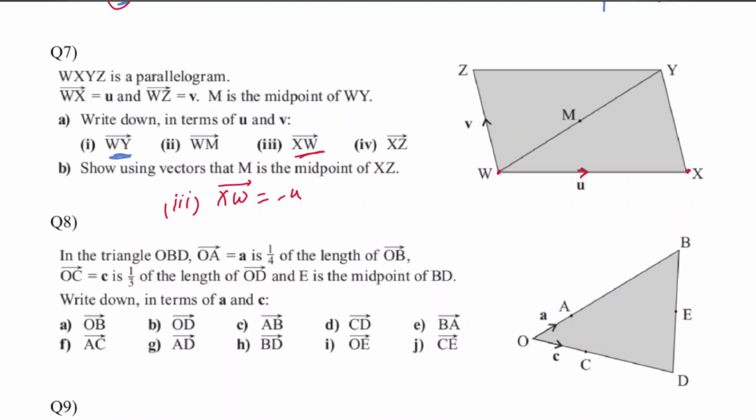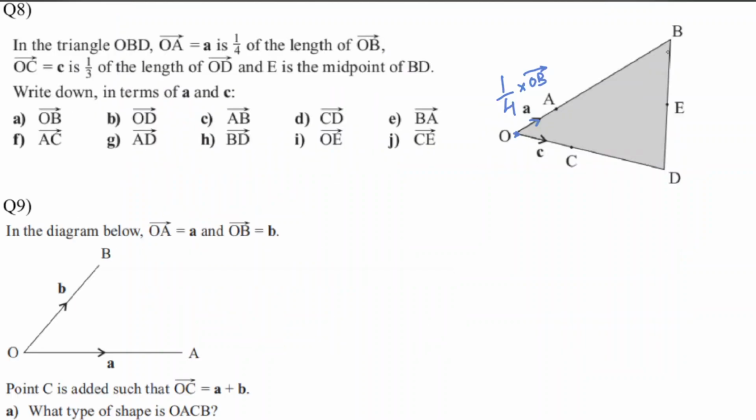It's given in a triangle OBD. OA is a vector. This is OA vector, and that is 1/4 of OB. What is OB? OB is this whole length from here to here, right? 1/4 of OB.